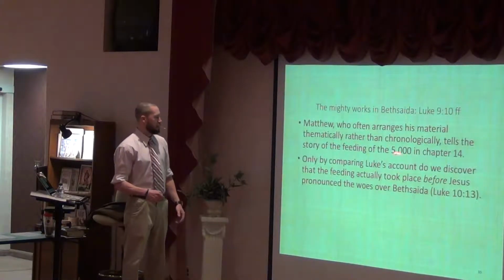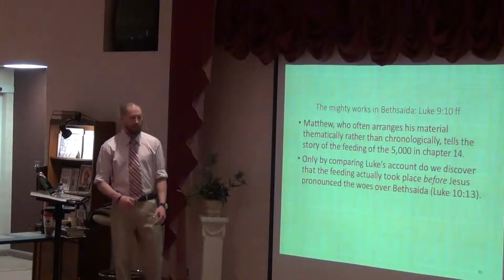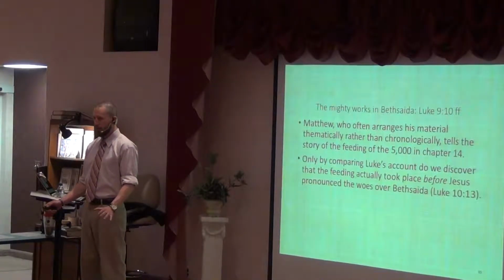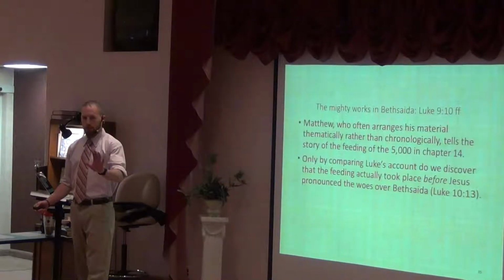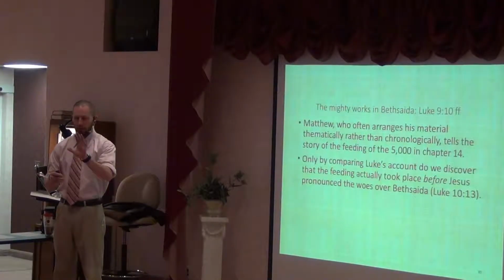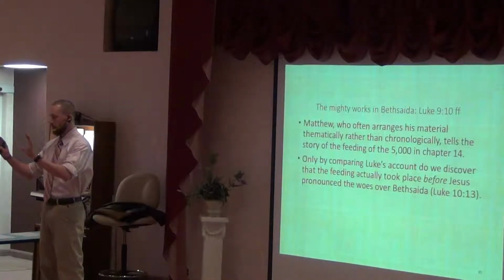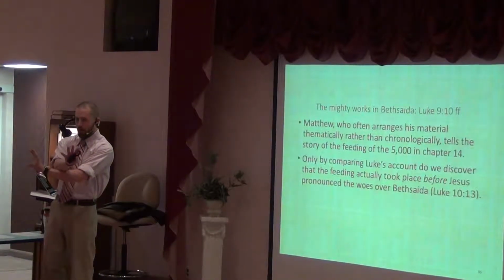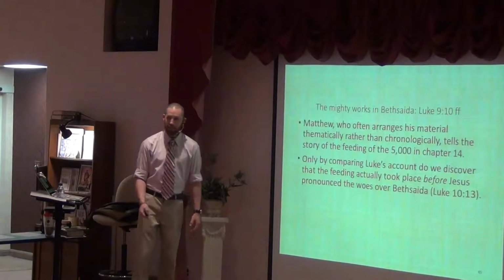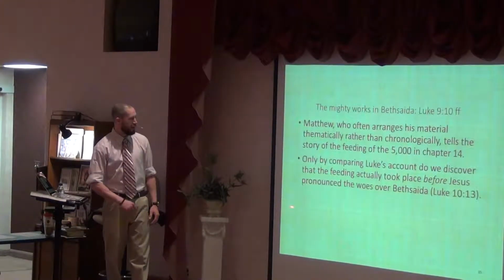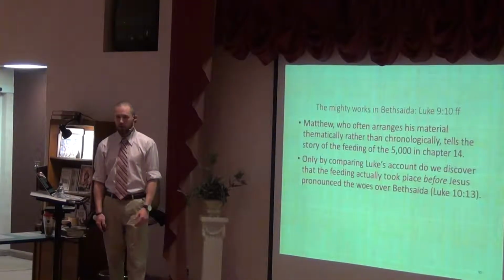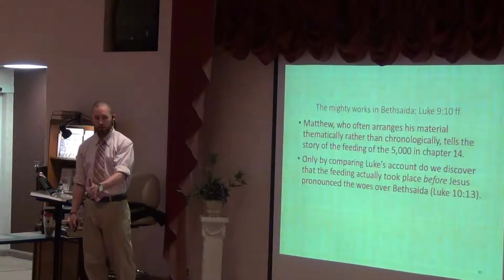All right, so he tells us about the feeding of 5,000 in chapter 14, even though the feeding of 5,000 happened before Matthew chapter 11. Does that make sense to you? So Matthew's arranged by themes. In Matthew 11, he curses the towns. In Matthew 14, he tells us of the miracle, but the miracle happened before Matthew 11. And you go, oh my gosh, that confuses me. Well, I'm sorry, that's the way Matthew wrote. Blame him. Only by comparing Luke's account do we discover that the feeding actually took place before Jesus pronounced the woes. All right, because Luke wrote chronologically.